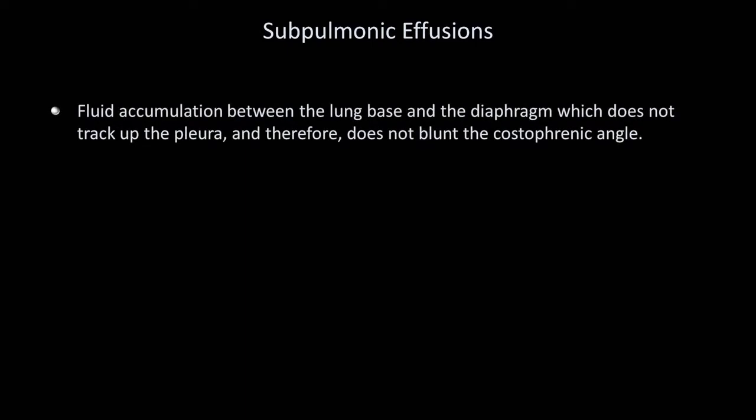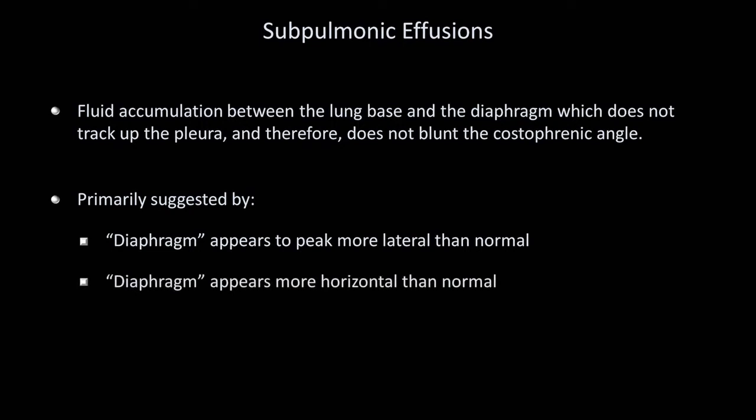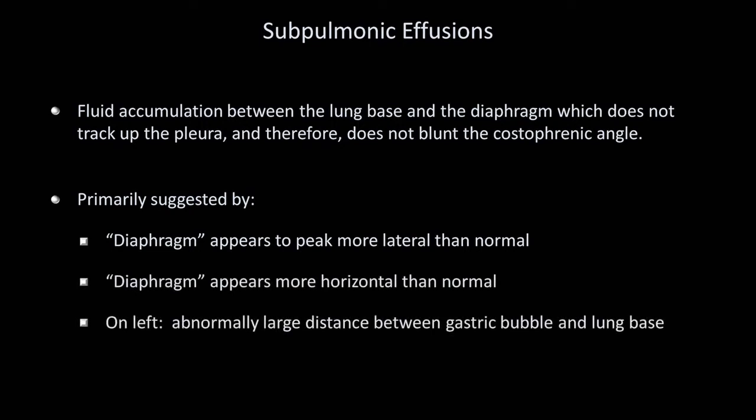There are two subtypes of a pleural effusion that can easily be mistaken for something else. The first subtype is something called a subpulmonic effusion. In this, fluid accumulation occurs between the lung base and the diaphragm and does not track up the pleura. Therefore, it does not blunt the costophrenic angle. This is primarily suggested by the pseudodiaphragm appearing to peak more laterally than normal and appearing more horizontal than normal. On the left side, there may be an abnormally large distance between the gastric bubble and lung base, while on the right side, there may be an abnormally high horizontal fissure.